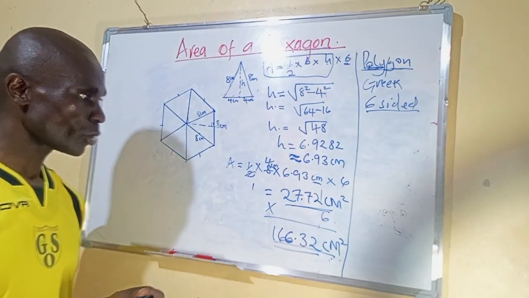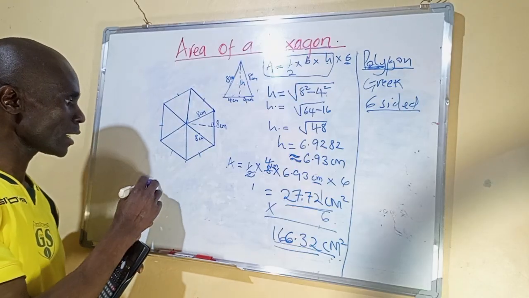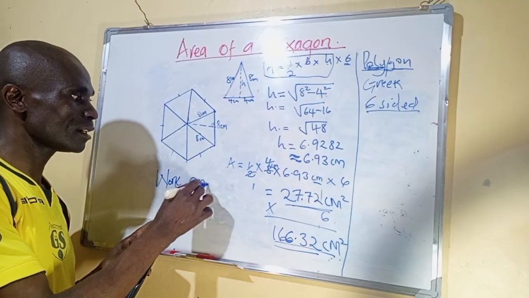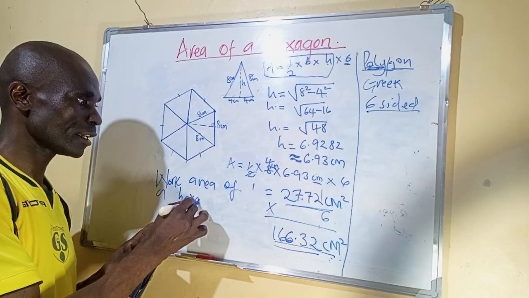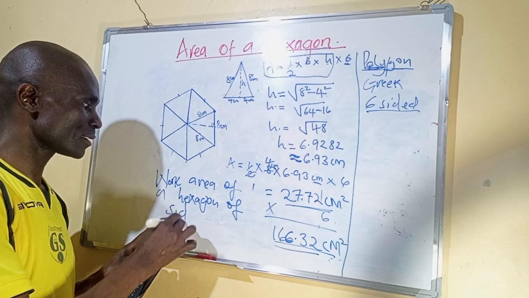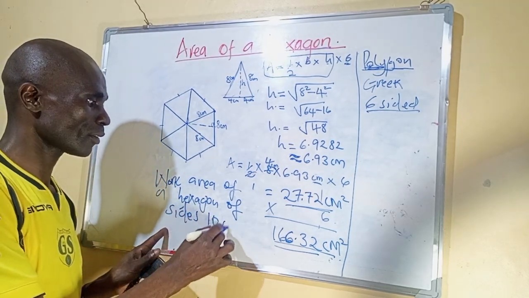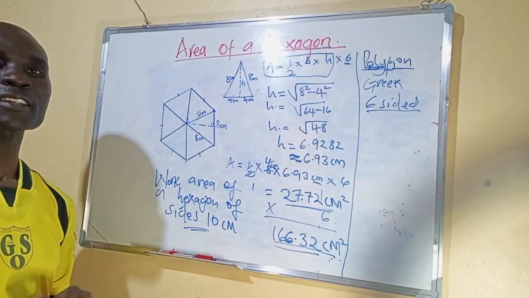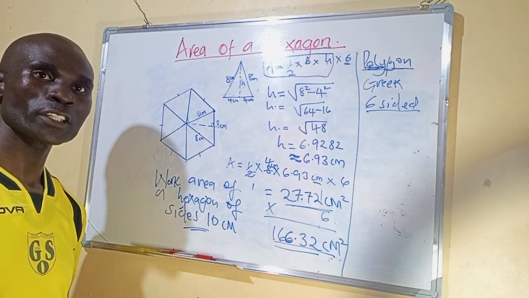So maybe you can pause and try this out: work out the area of a hexagon of sides, let's say, 10 centimeters. Those are the sides. You can work it out and see what you get.